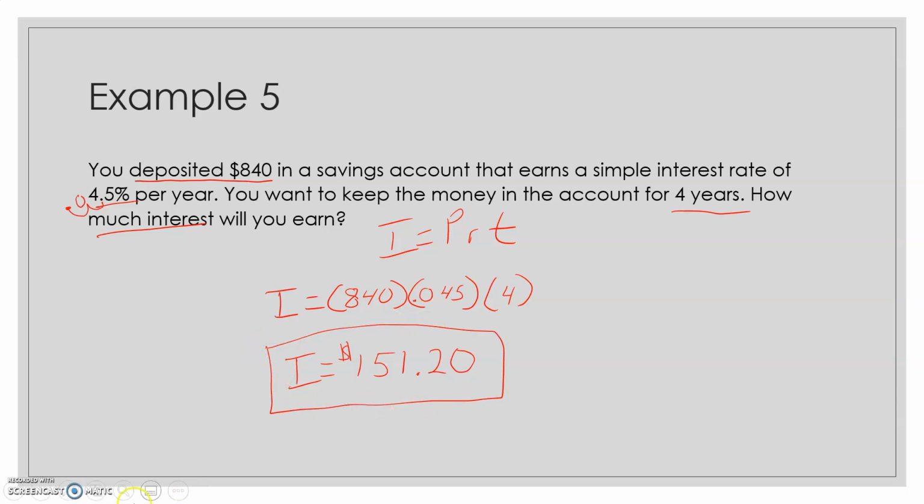All right, well, that concludes this video on simple interest. Short video, but I equals PRT is our formula for simple interest.